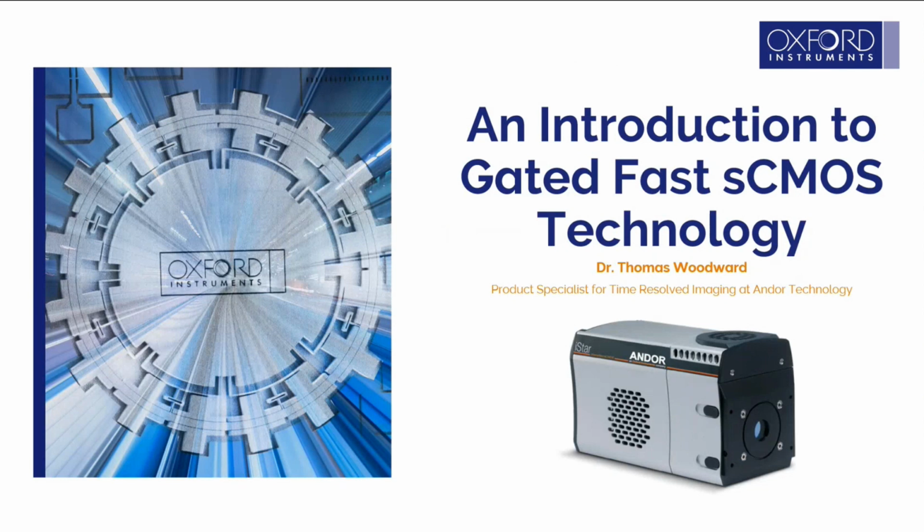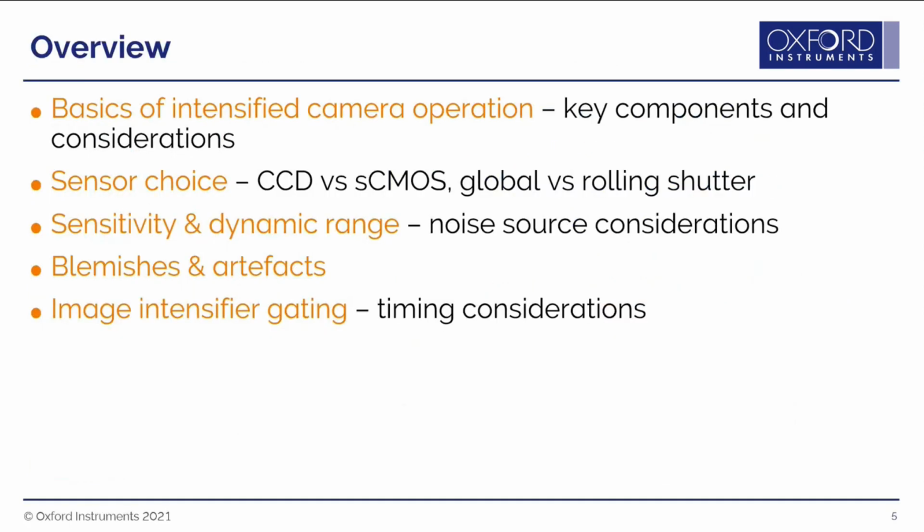Let's get started with a bit of an introduction to gated fast sCMOS technology. I'm going to run over just the basics of intensified camera operation, the key components and some of the considerations we need to take into account. Sensor choice: CCD versus sCMOS, global versus rolling shutter, the pros and cons of each of these, and why we've chosen global shutter over rolling shutter for the iStar sCMOS.